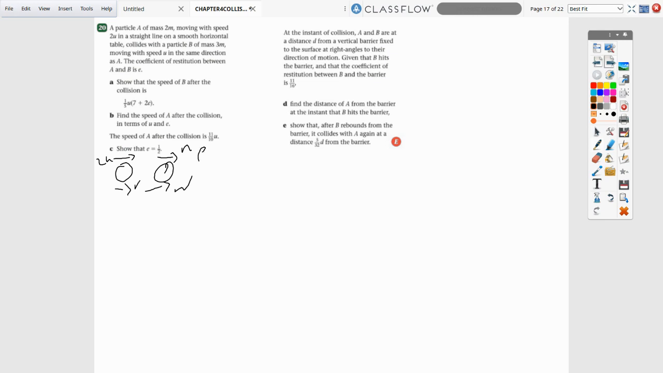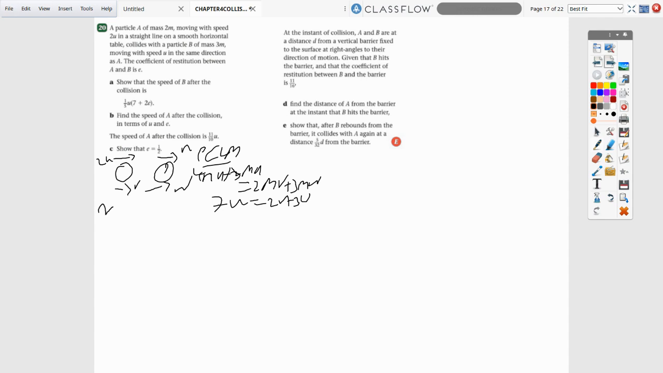So, using conservation of momentum, we get that 4mu plus 2mu is 2mv plus 3mw. So there's 7... hold on. That's 7u, yeah. Equals 2v plus 3w. What did I say? Yeah, I was just checking that there, making sure I got it right.